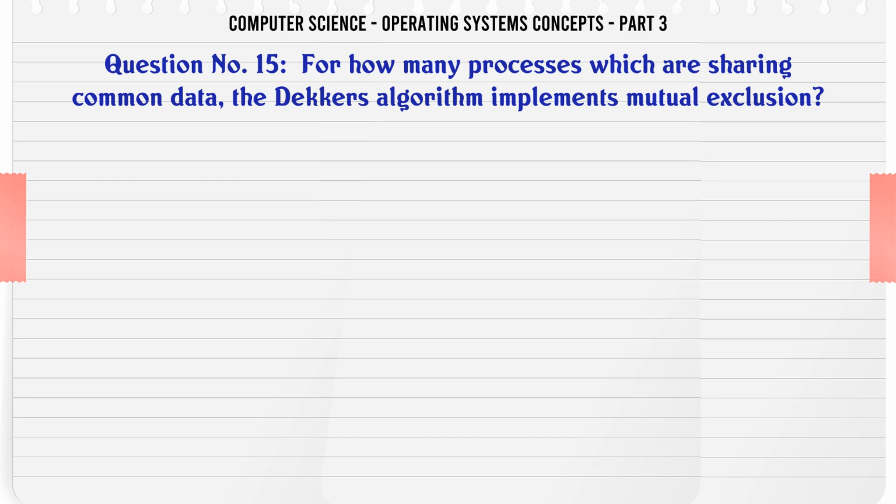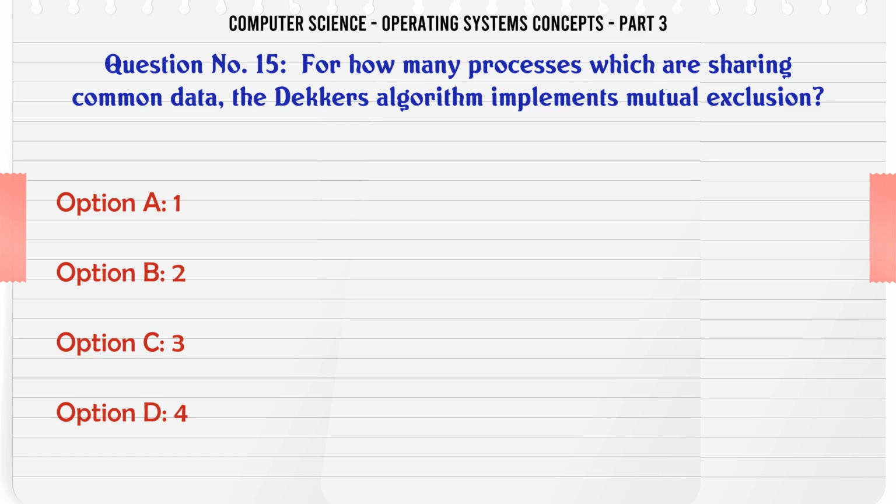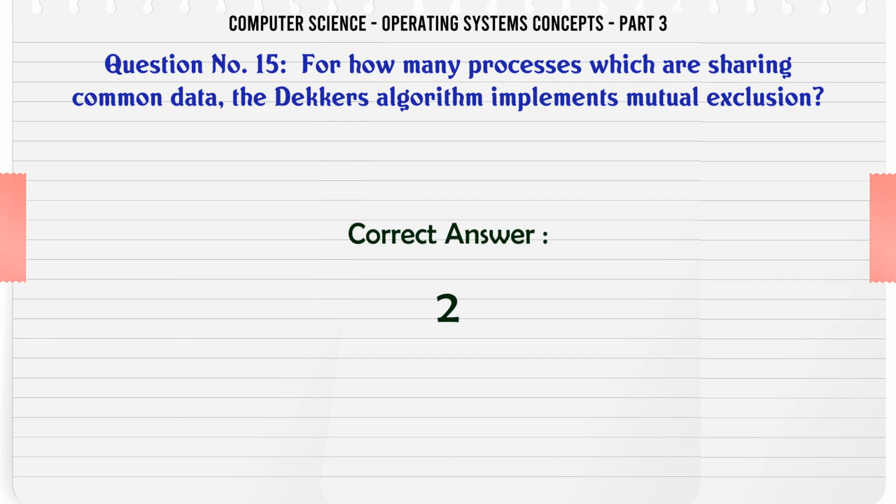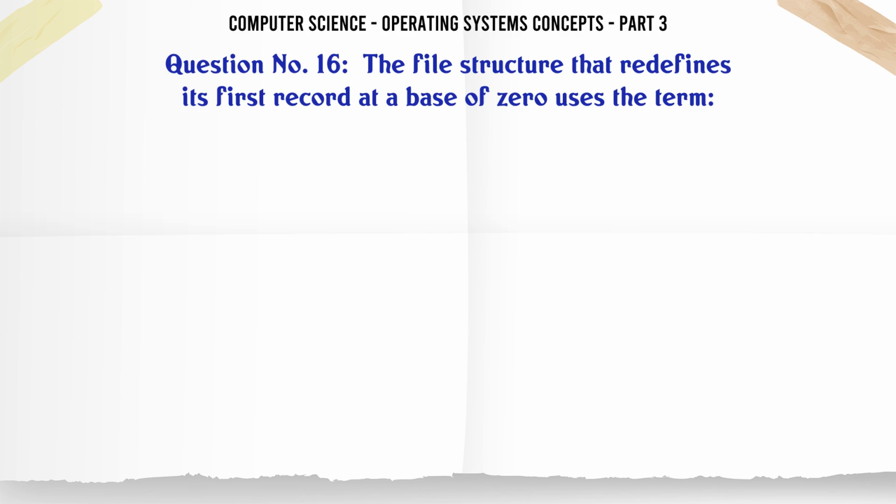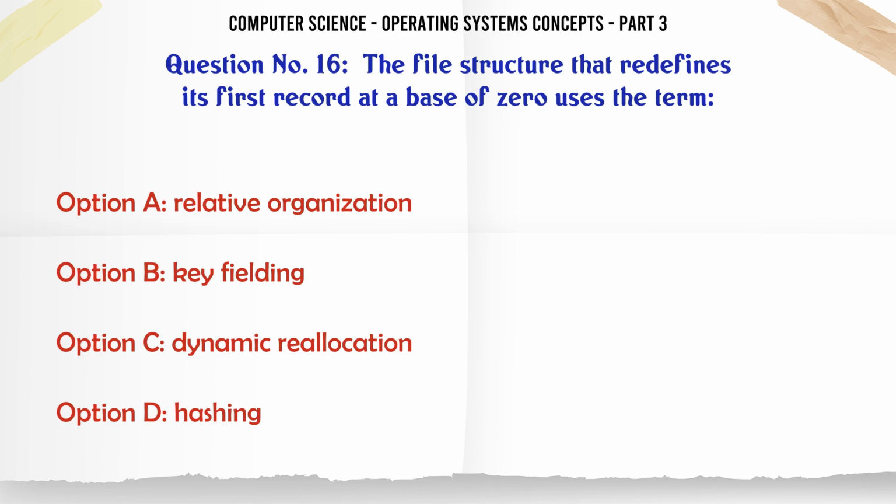For how many processes sharing common data does Dekker's algorithm implement mutual exclusion? A. 1. B. 2. C. 3. D. 4. The correct answer is 2. The file structure that redefines its first record at a base of 0 uses the term A.